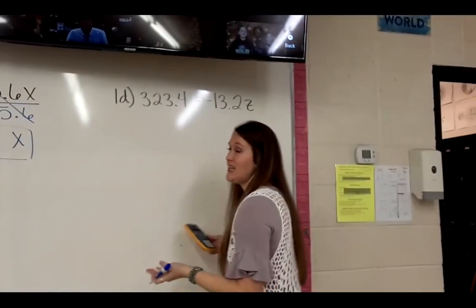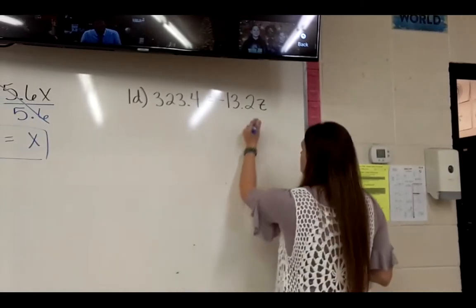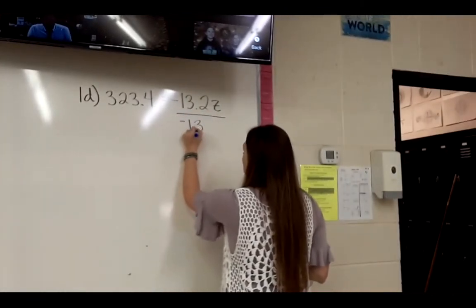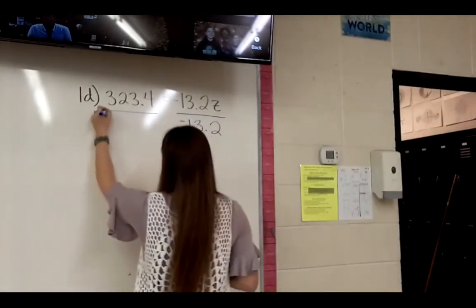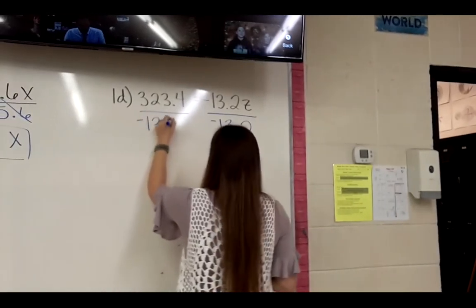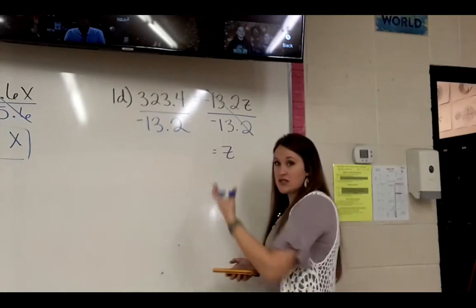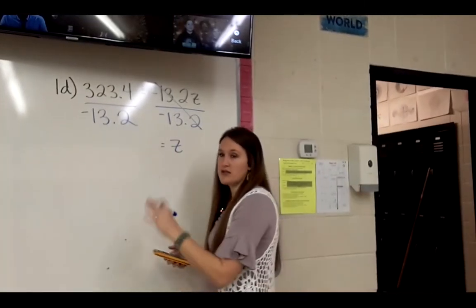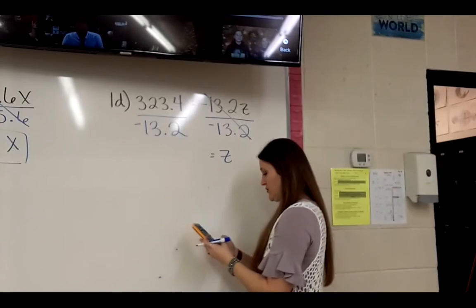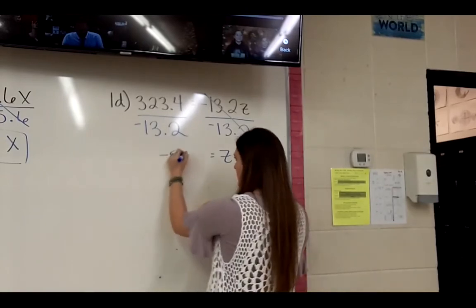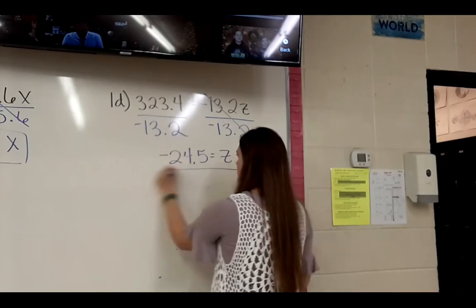Okay, on 1D, same thing. I'm dividing, but now I'm dividing by a negative. Okay, that's the only way to get rid of that negative is divide by it. So I'm still left with z because we cannot have a negative z. That's not solving for z. It has to be positive. So I have 323.4 divided by negative 13.2. That comes out to negative 24.5.